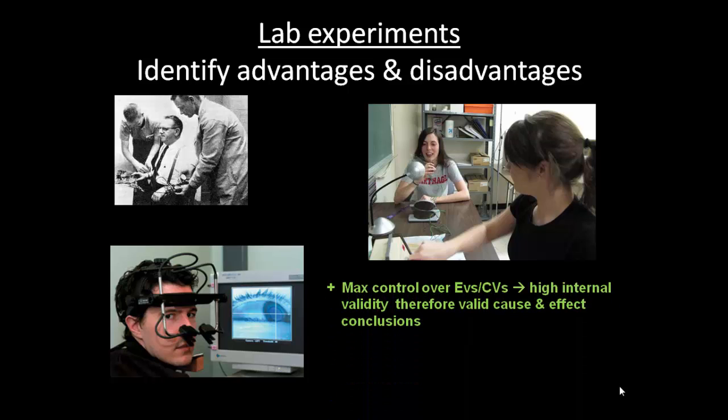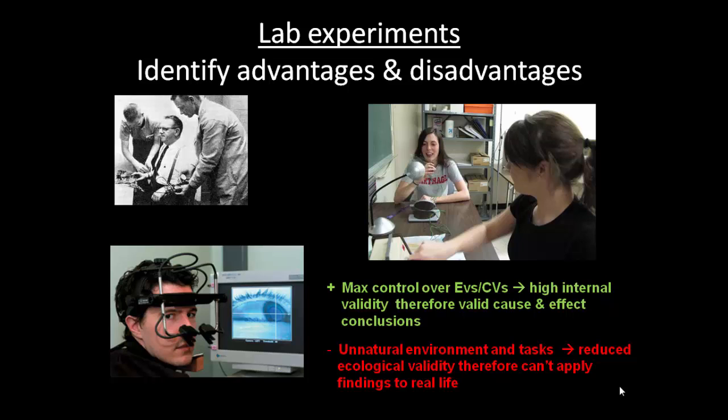Now, the strength of conducting experiments in a lab condition is firstly that we have maximum control over the EVs or CVs, and this gives us really high internal validity, and therefore we get valid cause and effect conclusions. The weakness, however, is that because of the unnatural environment and tasks, this leads to reduced ecological validity, and therefore we can't apply the findings to real life.